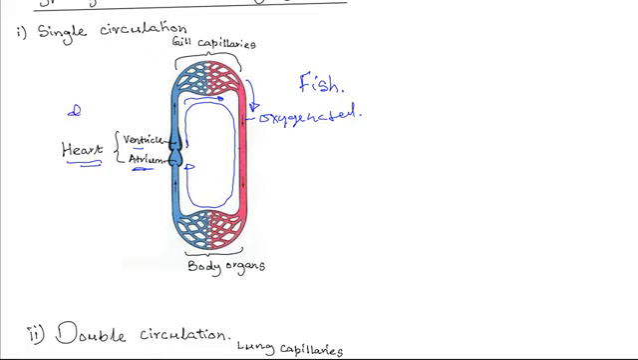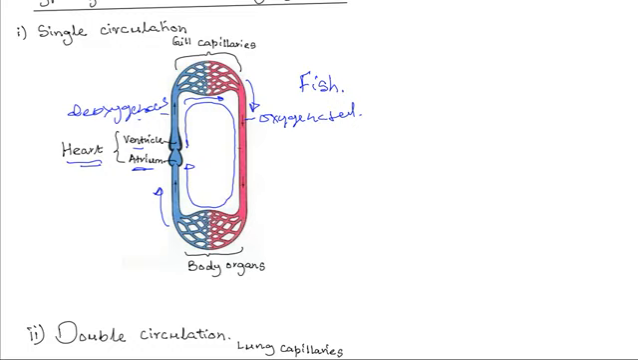From the heart to the gills, the blood is said to be deoxygenated. So the blood then flows through the body tissues where oxygen is taken up, then the blood becomes deoxygenated, flows back to the heart where it is pumped out again. So in single circulation, the blood flows through the heart once, only once, during a complete circulation.